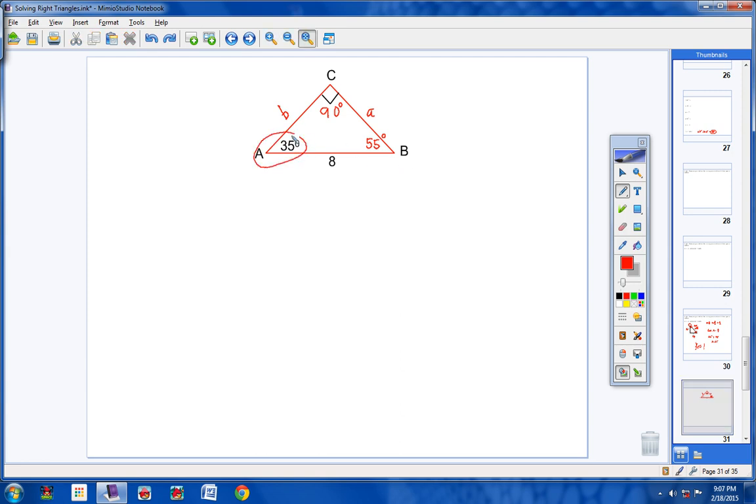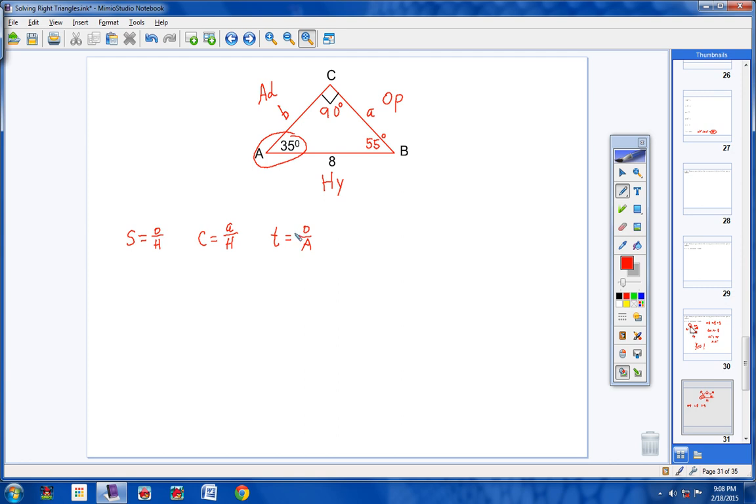So if that's the angle I'm picking, go straight across. This becomes my what side over here? Opposite. This becomes my hypotenuse. And so this third side over here is my adjacent side. Now, watch this carefully. We're going to use our trig functions to solve for A and B. So we know SOHCAHTOA. Sine equals opposite over hypotenuse. Cosine equals adjacent over hypotenuse. Tangent equals opposite over adjacent.